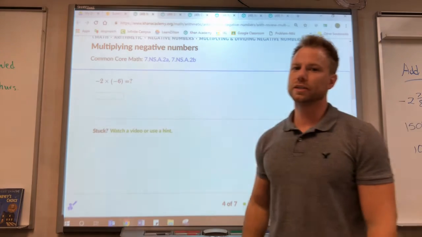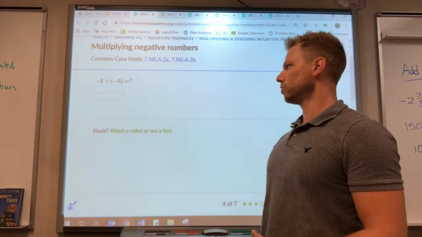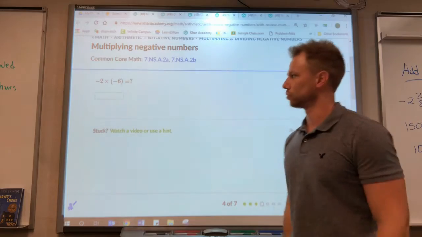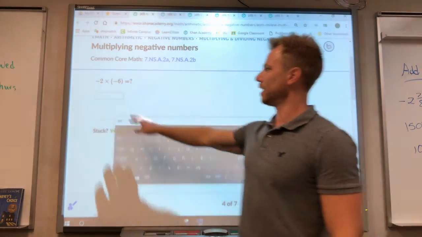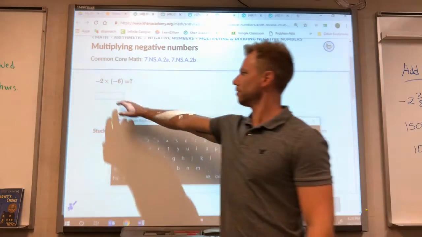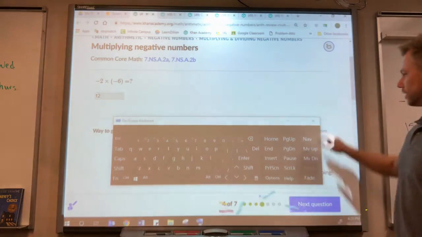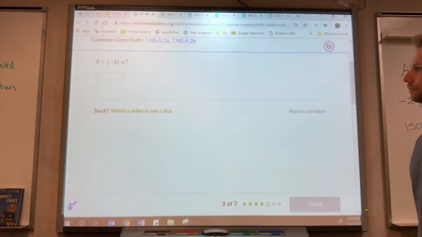7th graders, we are continuing to work on our multiplication and division rules and working on links that involve those rules. So here we have a -2 times a -6. Two negatives make a positive, and 2 times 6 is 12. So we just get a positive 12 there.